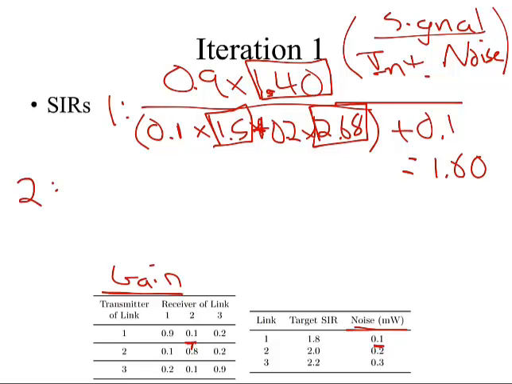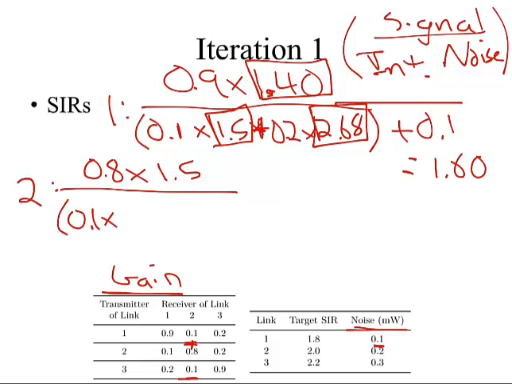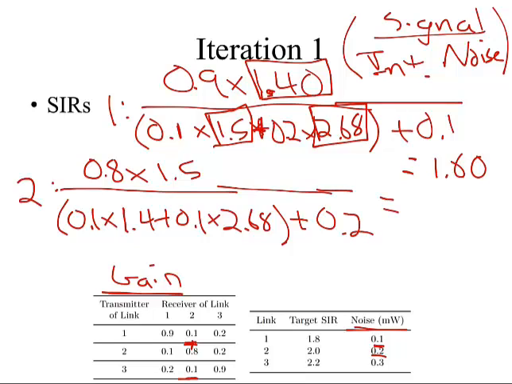For number 2, we have a direct gain of 0.8. We want to multiply that by 2's power level of 1.5. And then we want to use the interfering channel gains of 0.1 and also 0.1. So they're both 0.1: 0.1 times 1.4 plus 0.1 times 2.68. And then we want to add the noise in that receiver of 0.2. And when we compute that, we get 1.97.